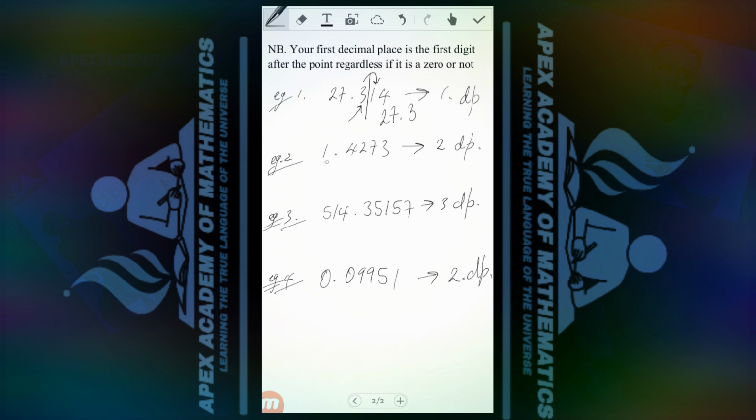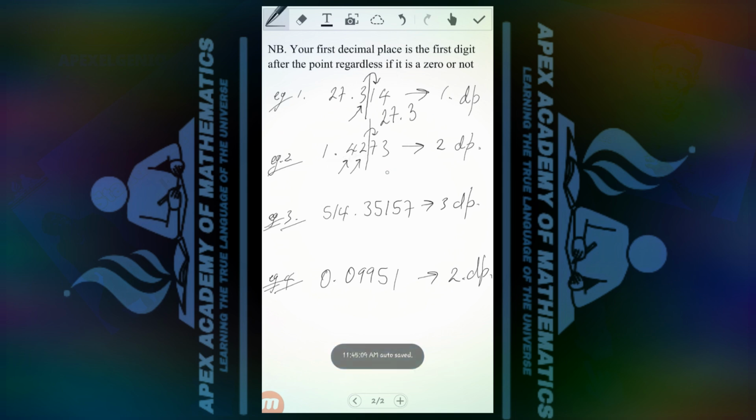For example number 2, we have 1.4273 and we want to round this off to 2 decimal places. Here, my first decimal place is 4, my second decimal place is 2. I will draw my line right between the 2 and the 7. I will then check the number that comes after the line. Is 7 greater than or less than 5? In fact, it is greater than 5. So we simply add 1 to the 2 and get 3. We ignore the digits after and rewrite the ones before.